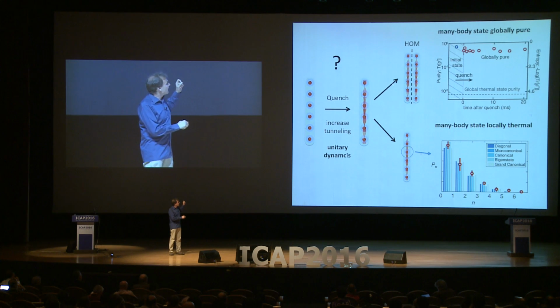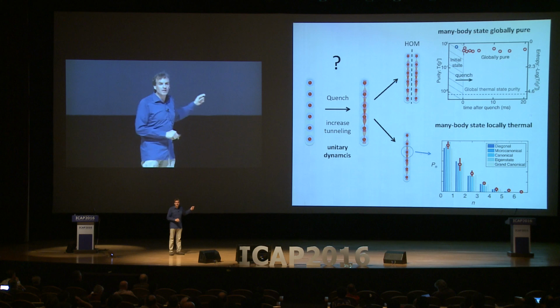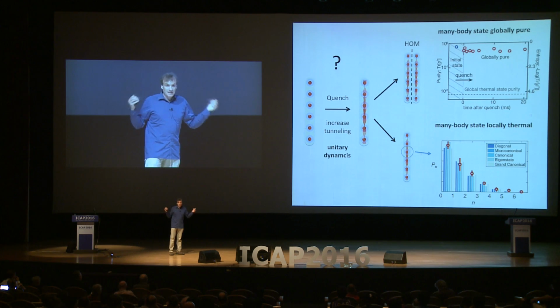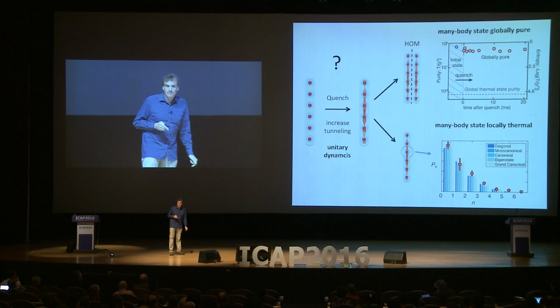Here, I see clearly there is no entropy in the system. It's a pure state. It remains a pure state. But here I see that locally it looks thermal. But thermal means maximized entropy. So how does that go together?